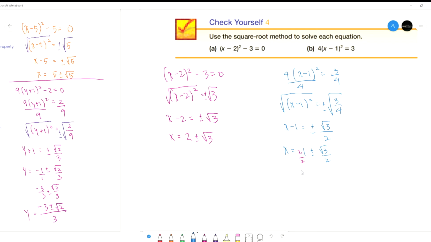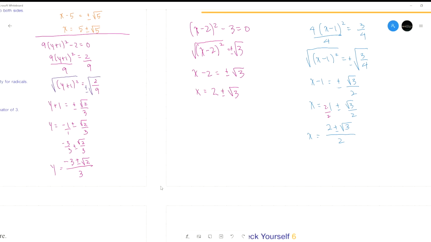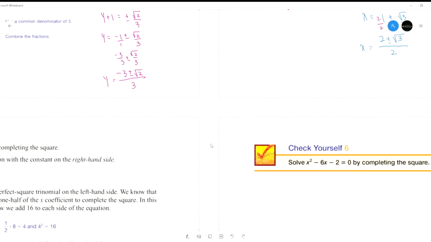Right? So now this is 2 plus or minus radical 3 over 2. And that's our solution. How many people got that? 2 plus or minus radical 3 over 2.